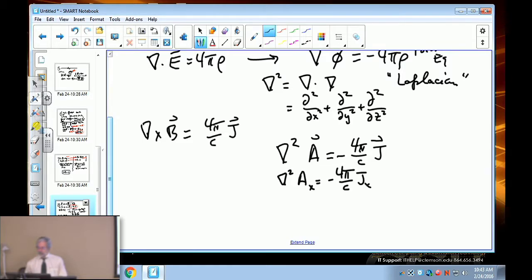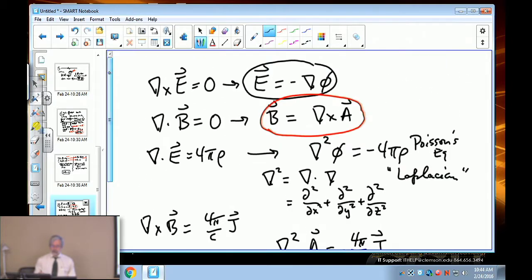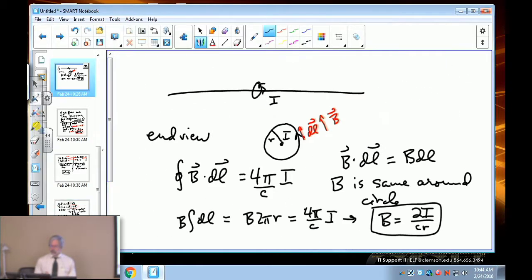Each component. So it says that the current in the x direction generates a field in the x direction, and the current in the y direction generates a field in the y direction, and the current in the z direction generates a field in the z direction. Okay, and we can invert this to an integral like we set up at the beginning of the lecture up here.